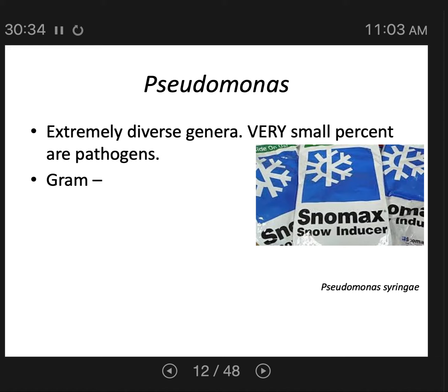The reason this species of Pseudomonas is so ubiquitous is because it completes part of its life cycle in the atmosphere. So it goes up into the atmosphere, completes some of its life cycle, and then it causes precipitation so that it can fall into a new location. This is a totally harmless bacteria, just like most Pseudomonas species are.